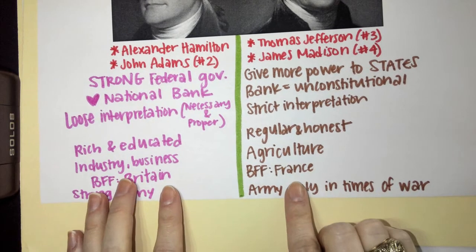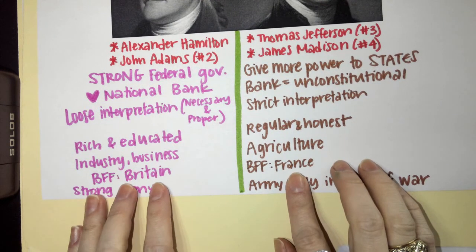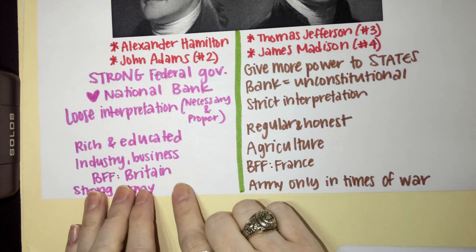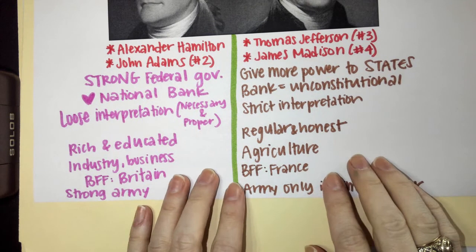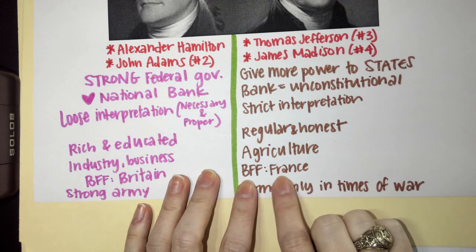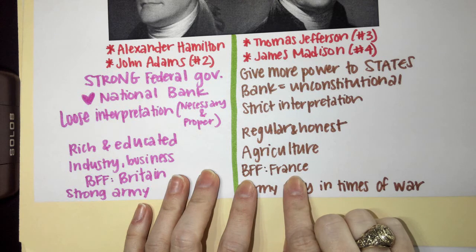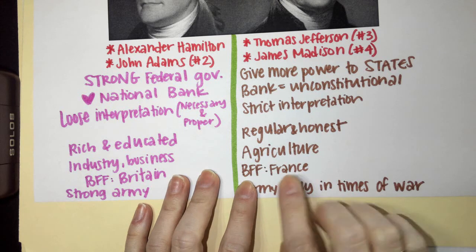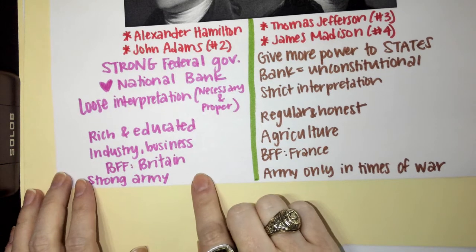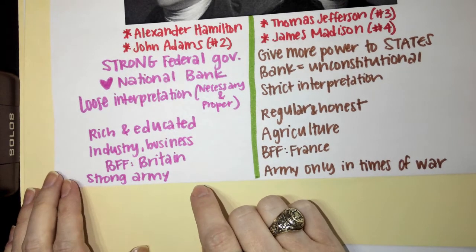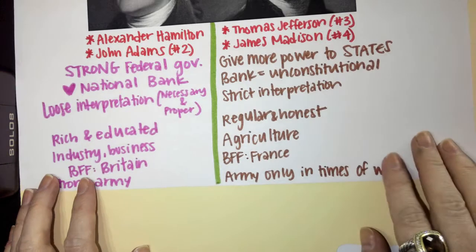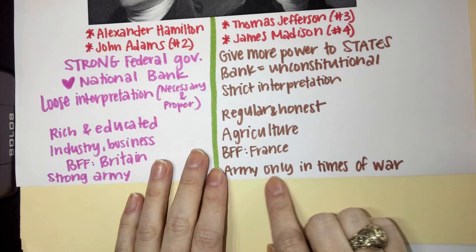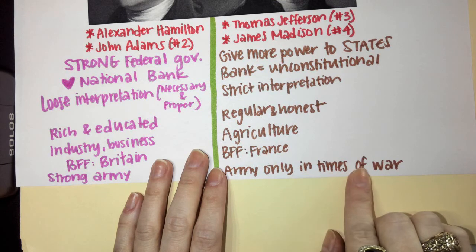Federalists also differ in who they felt we should have alliances or relationships with, and so the Federalist best friend is Britain, and the Democratic-Republicans felt that we should align ourselves with France because they were our first ally in the American Revolution. Now, Federalists also believe that we should have a strong army in case we go to war and have it standing and ready at all times to protect us. And Democratic-Republicans felt that an army was only necessary in times of war because of its cost.